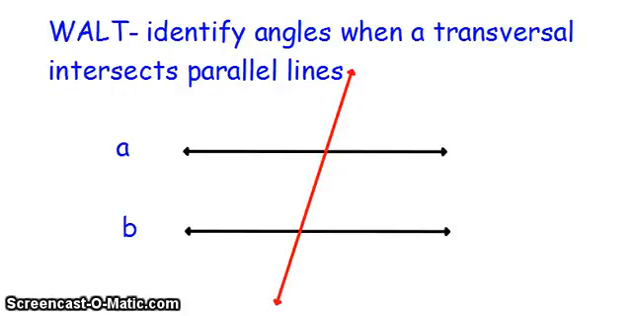Our lesson today involves identifying angles when a transversal intersects parallel lines. So there's some terminology we have to become familiar with. The first is parallel lines. We can see right here that line A and line B are parallel lines. The red line that goes through here is called a transversal. And the definition of a transversal is just a line that cuts through two parallel lines.